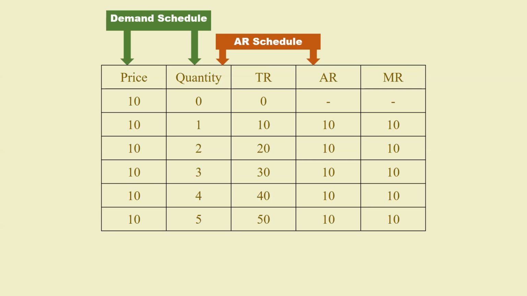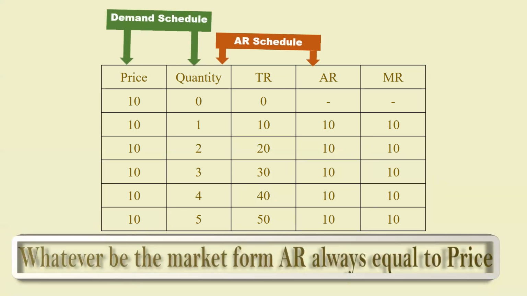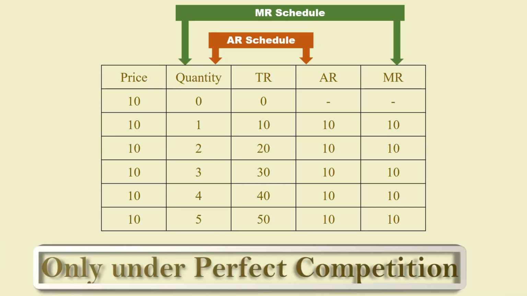One important thing the students must understand here is that whatever be the market form, average revenue is always equal to price. Marginal revenue schedule is the same as average revenue schedule only under perfect competition and not in any other market form. Now we shall represent these schedules in the form of a graph.